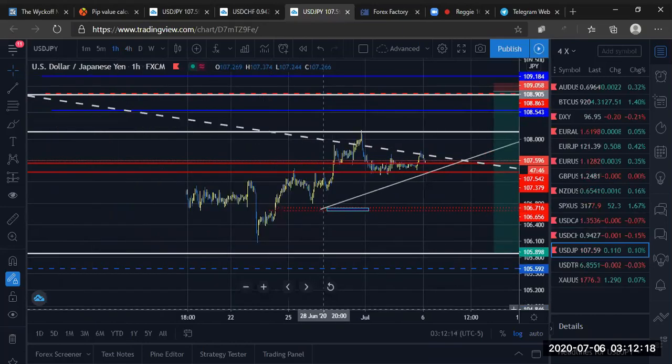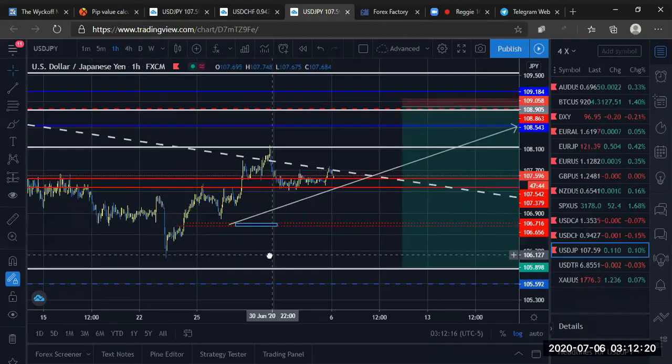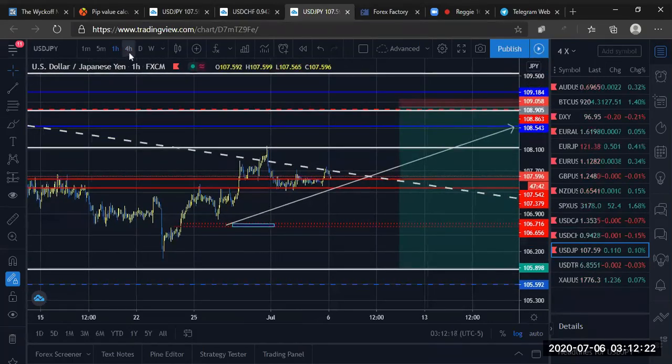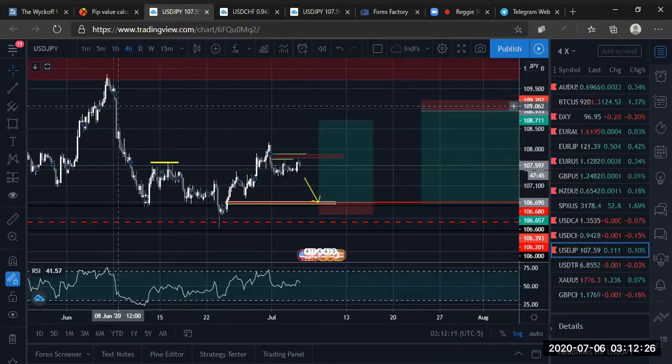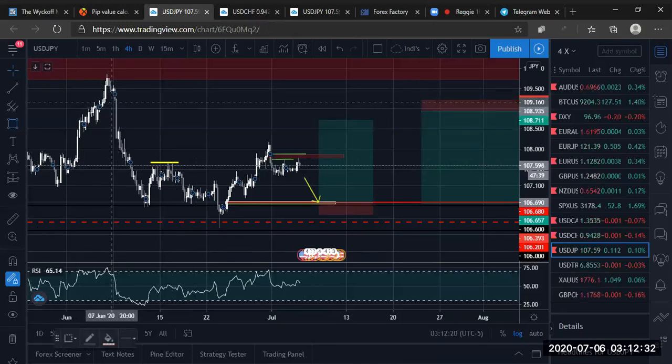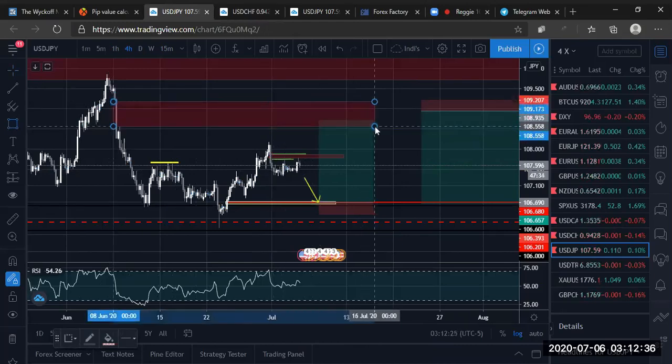So for UJ, put this here. This is the 4 hour. Nice little gap right here on the 4 hour. Very, very huge aggressive gap. That is what I want to come back to.